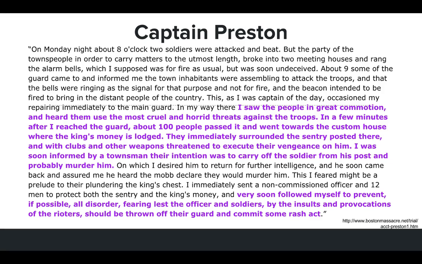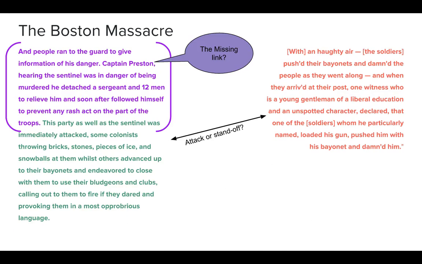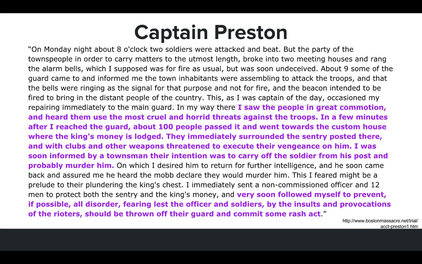Both officers and the mob were facing off against one another. And so what Captain Preston does is bring together both the accounts of Gage and Adams that we've seen in these two slides. We see both of these accounts against one another, and we've read Preston, and he's actually synthesized this and said both accounts are actually relatively truthful.